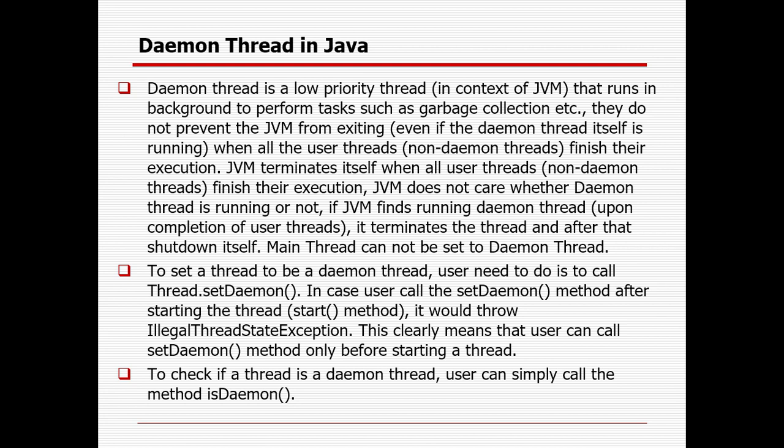If you make the only thread a daemon thread, it will just be noise to your program. To set a thread as a daemon thread, the user needs to call thread dot setDaemon. In case the user calls the setDaemon method after starting the thread with the start method, it will throw an IllegalThreadStateException. This clearly means the user can call the setDaemon method only before starting a thread. Once you start the thread, you cannot make it daemon. That is the Java limitation. To check whether a thread is a daemon thread or not, the user simply calls the method isDaemon. So I'll show you how we can make it daemon.